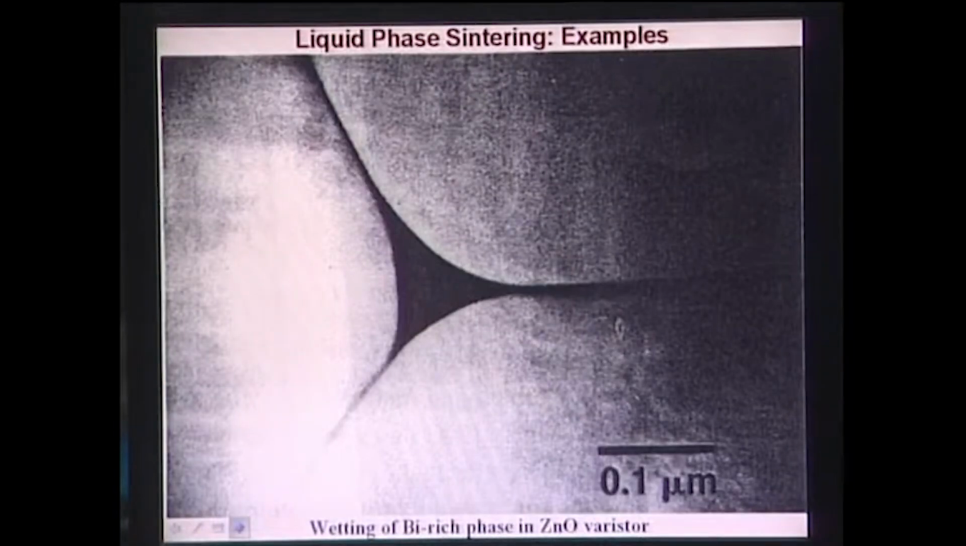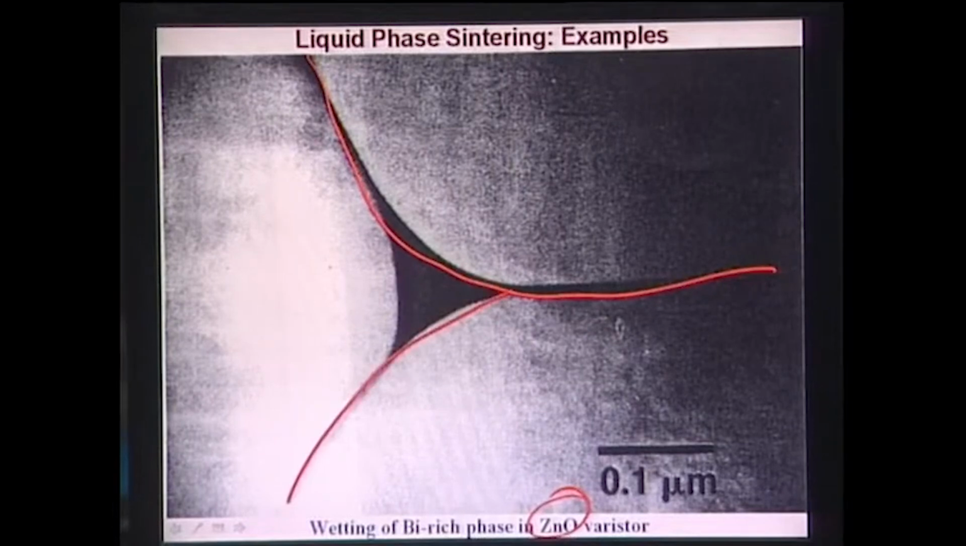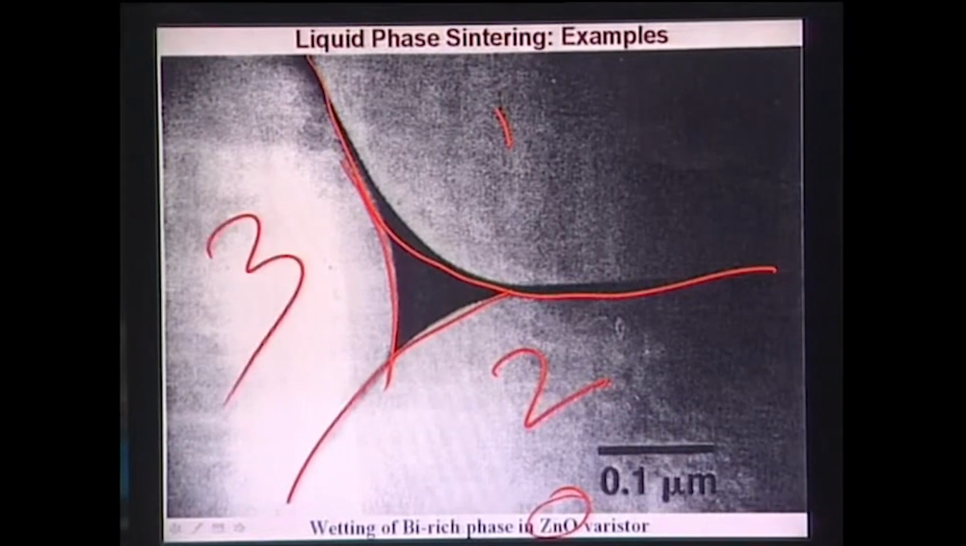Now this is an example of liquid phase sintered materials. Although it is not a bioceramic, zinc oxide, but it is for varistor applications, zinc oxide also can be added as a second phase in hydroxyapatite to improve the antimicrobial property. This is grain 1, this is grain 2, this is grain 3.